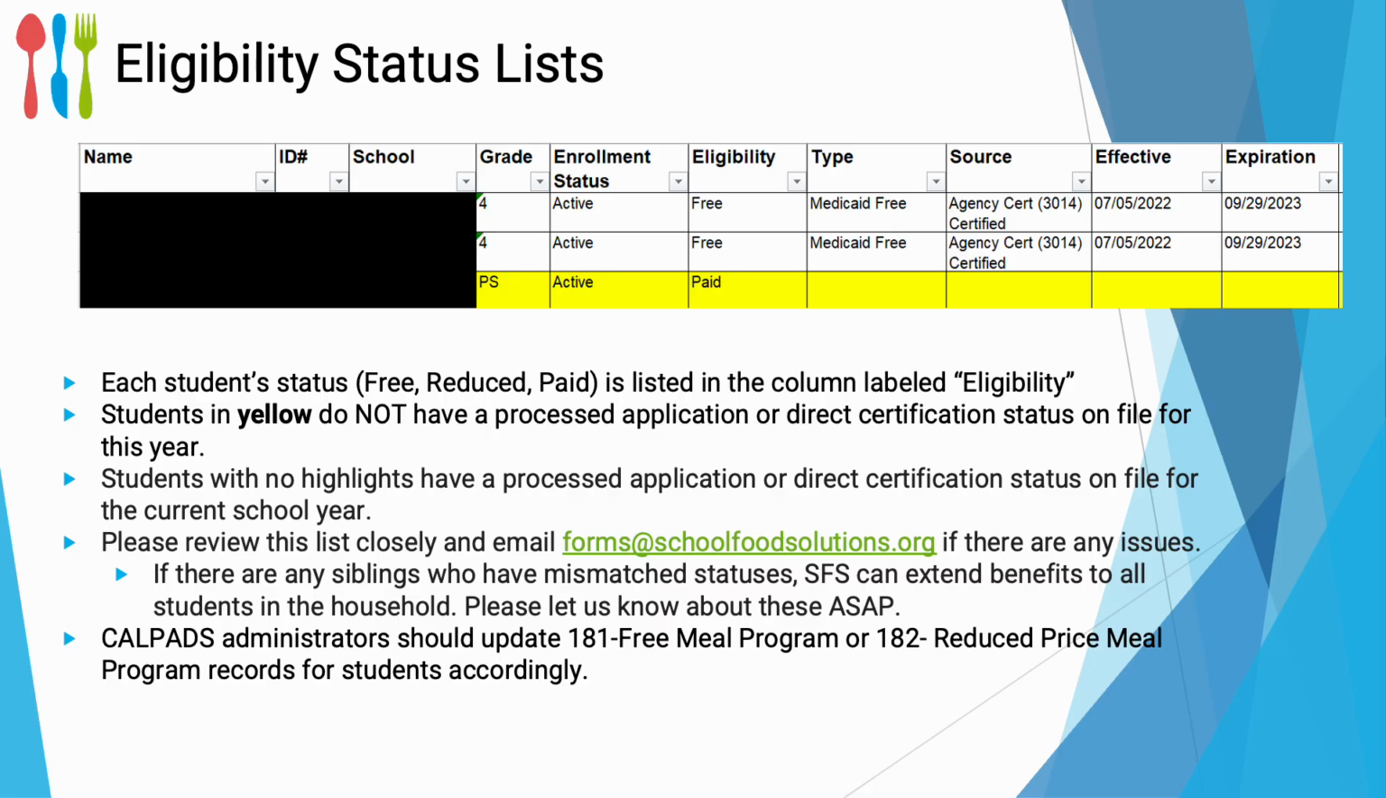You can just email forms@schoolfoodsolutions.org if there are. One thing to definitely look out for is siblings with mismatched statuses. If you notice one member of a family who's qualified as free and another member of the family is still qualified as paid or is highlighted in yellow, let us know and we can extend that benefit to all members of that household. And be sure to share these with your CalPADS administrators or your student information system administrator so that they can update the student's free meal program and reduced price meal program records accordingly.